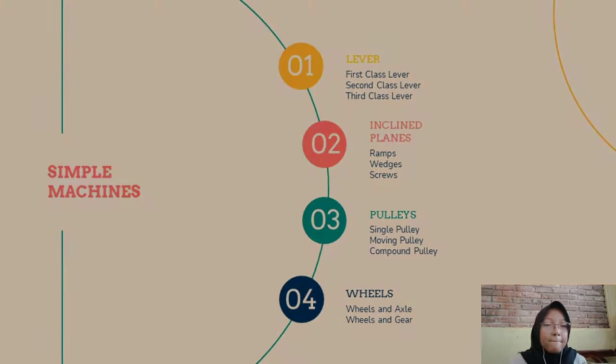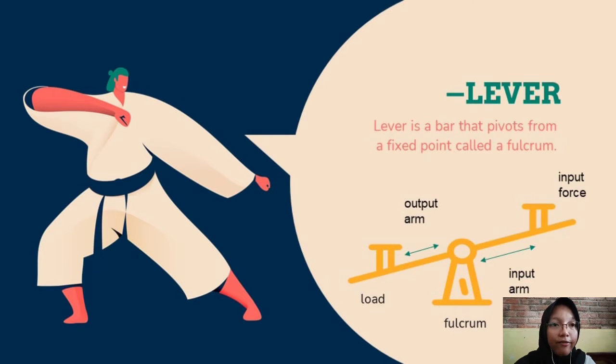Okay. The first simple machine is the lever. A lever is a bar that pivots from a fixed point called a fulcrum. The main characteristics of a lever are the head, fulcrum, input force, output force, the arms, and the load. And what does a lever work for? Levers help to lift, to launch, and to balance some objects.